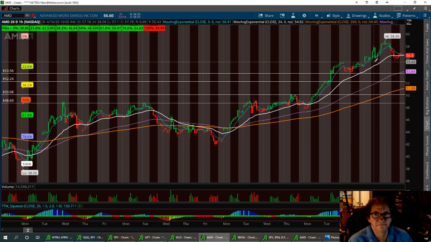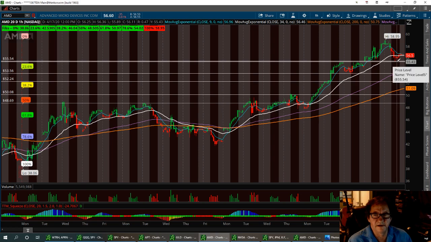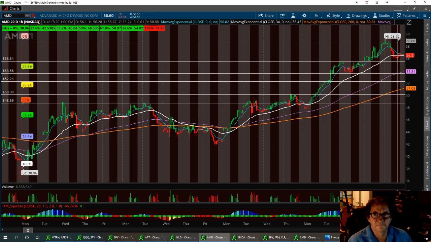And we had a gap. So let's try to fill that gap up a little bit. We're going to bring it to the gap at 55.54. The reason I took it to the gap is because we had that pullback here on Friday. And we have a resistance level right here at around 58.88.